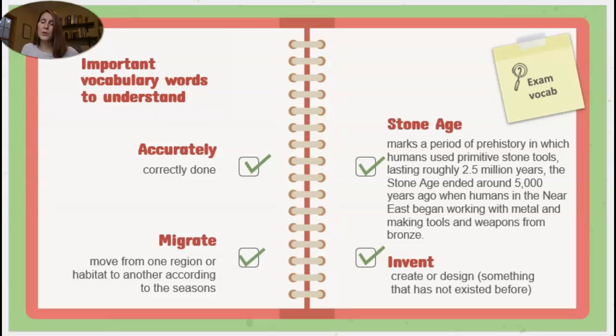A few vocabulary words. Accurately means correctly done. Migrate means to move from one region or habitat to another according to the seasons. Stone Age marks a period of prehistory in which humans used primitive stone tools, lasting roughly 2.5 million years. The Stone Age ended around 5,000 years ago when humans in the Near East began working with metal and making tools and weapons from bronze. And invent means to create or design something that has not existed before.